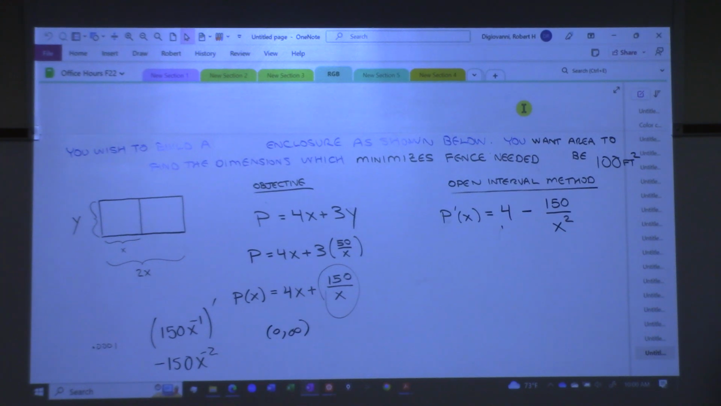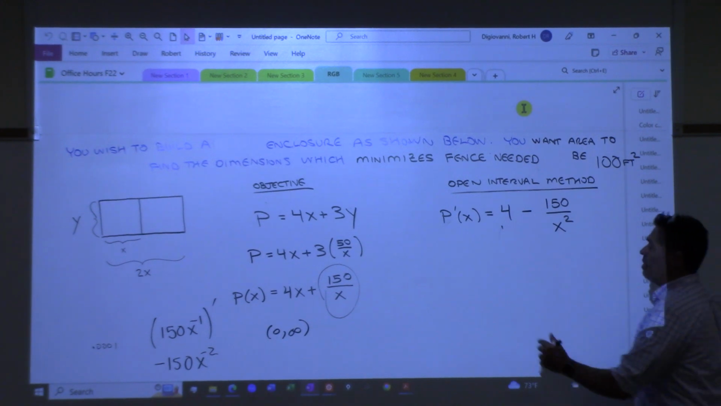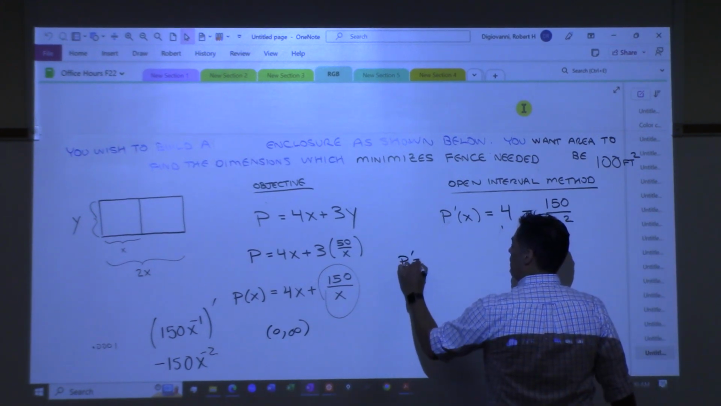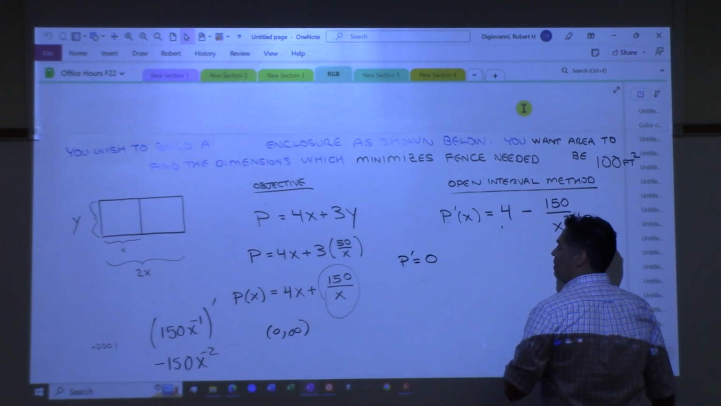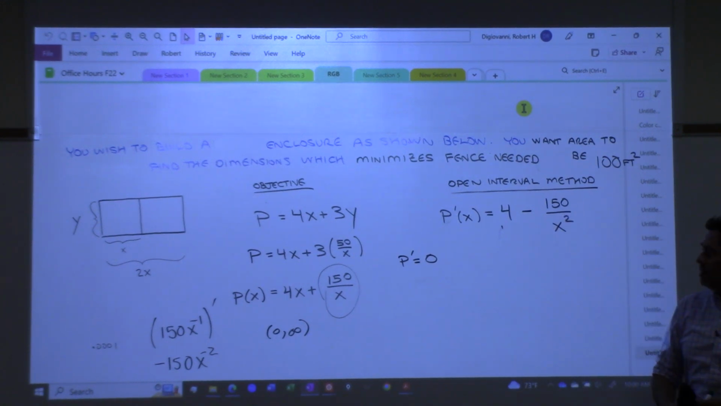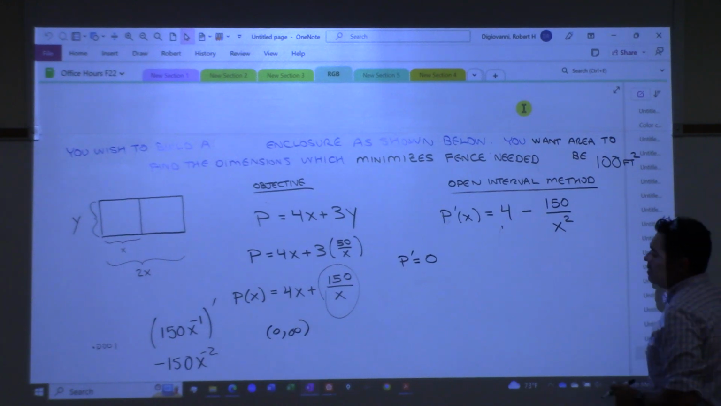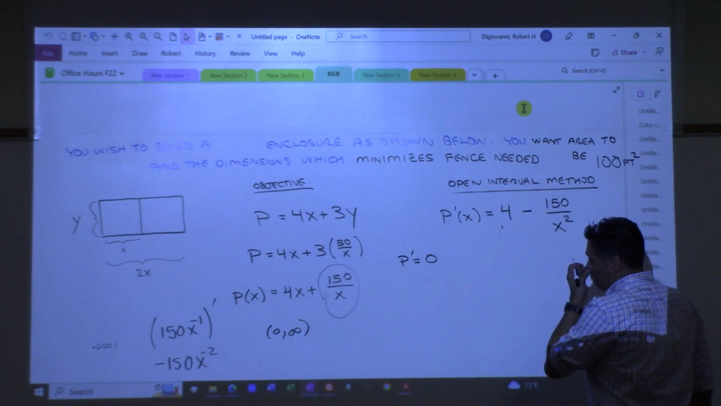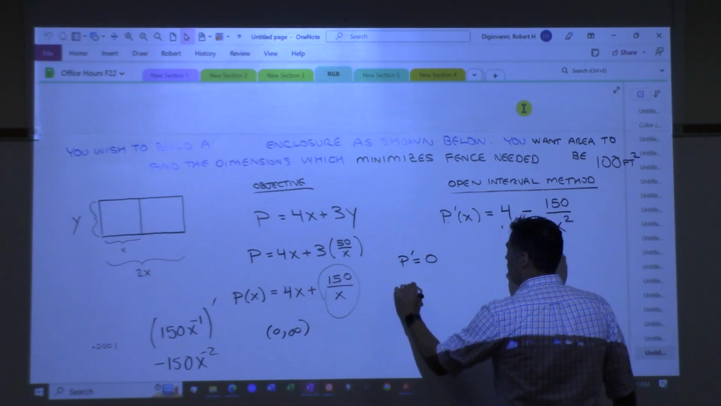Okay. What do I do with that? Set it equal to 0, figure out where it doesn't exist, right? So where is this derivative equal to 0? Yeah, we're not doing concave up and down. We only want to know where the graph goes up and down. That's it. So derivative equal to 0. Fun stuff.